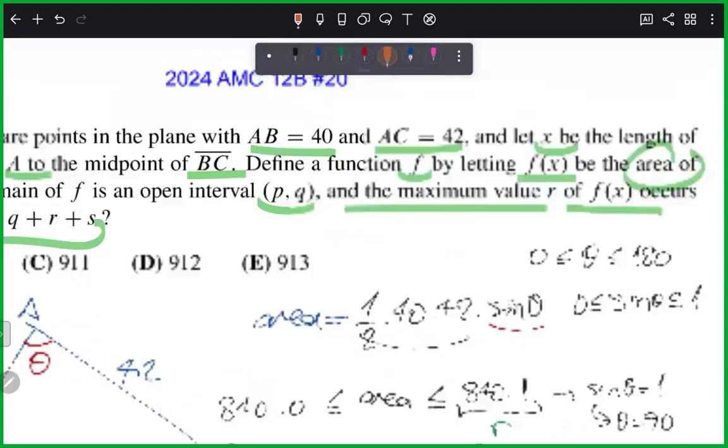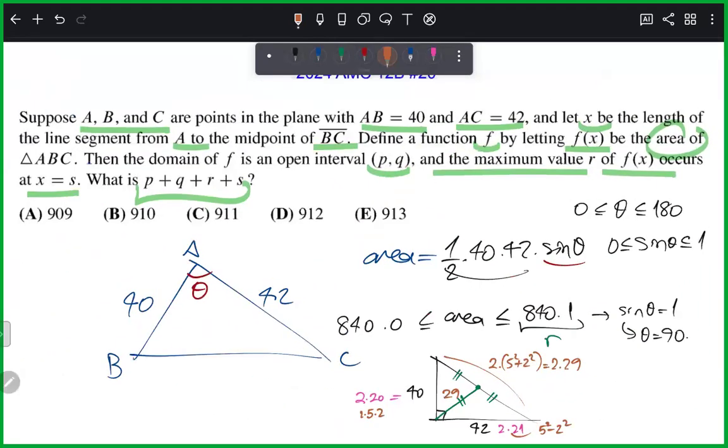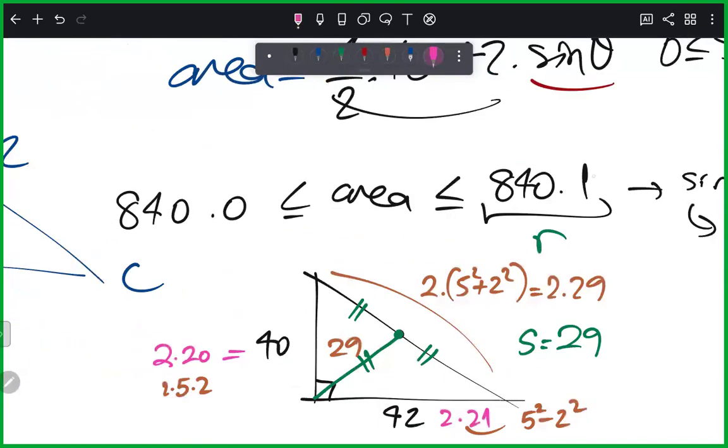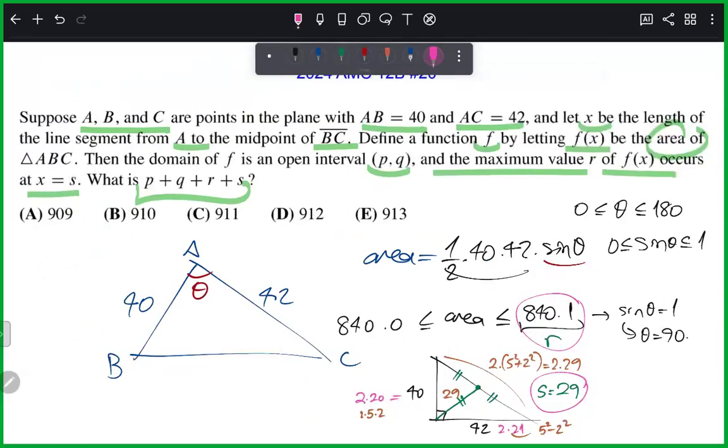And in that case, this is S. So let's write it down. So S equals 29. Okay, so we have two out of 4 quantities. Let's find the domain of X, or like the length from A to the midpoint of BC, if you like.